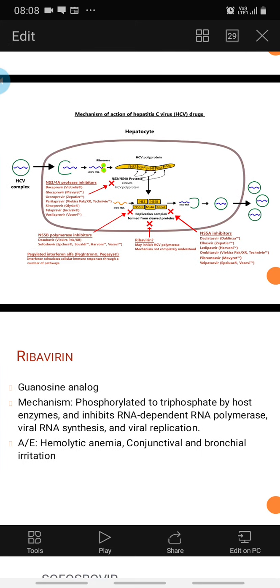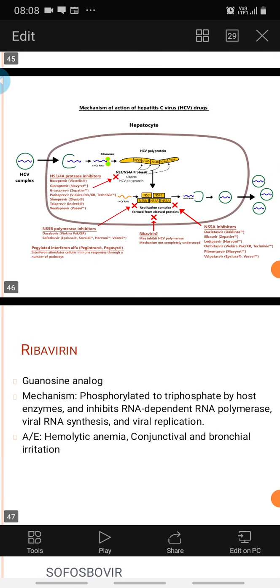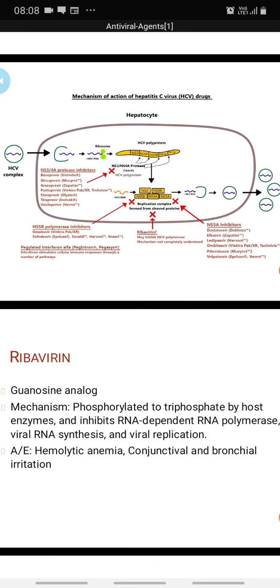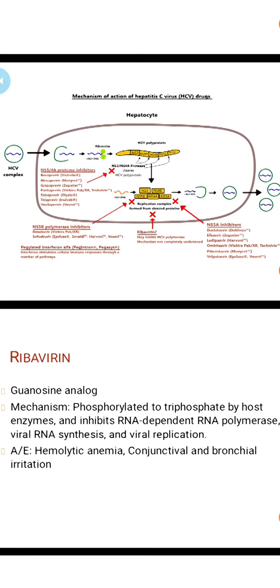So one group is protease inhibitor, one group is polymerase inhibitor. After formation of this protein by the protease, the polymerase enzyme helps in the formation of the mature viral particles, and sofosbuvir prevents that maturation of the viral particles by inhibiting polymerase activity. So first step is protease inhibitor, where polyproteins are cleaved, and after this cleaving, polymerase enzyme helps in the assembly of this protein and formation of the mature viral particles. So these protease inhibitors block this first step, polymerase inhibitor blocks the second step.